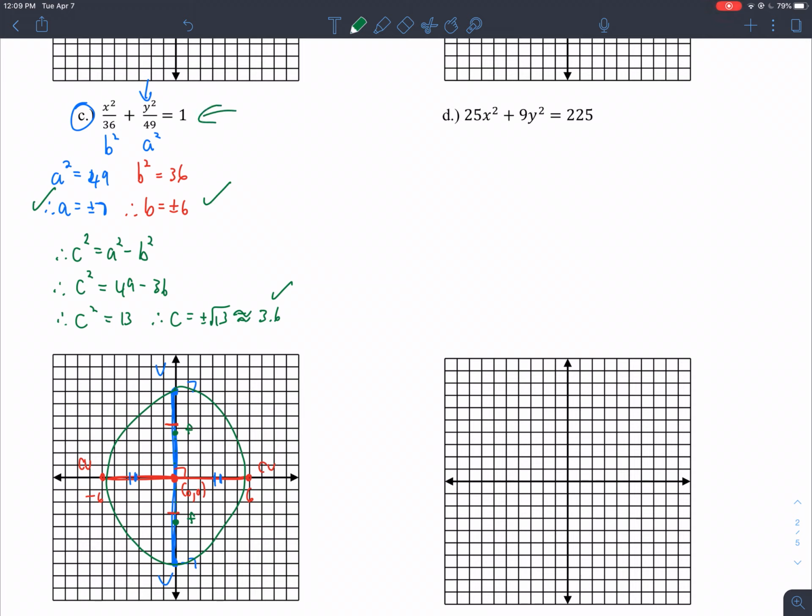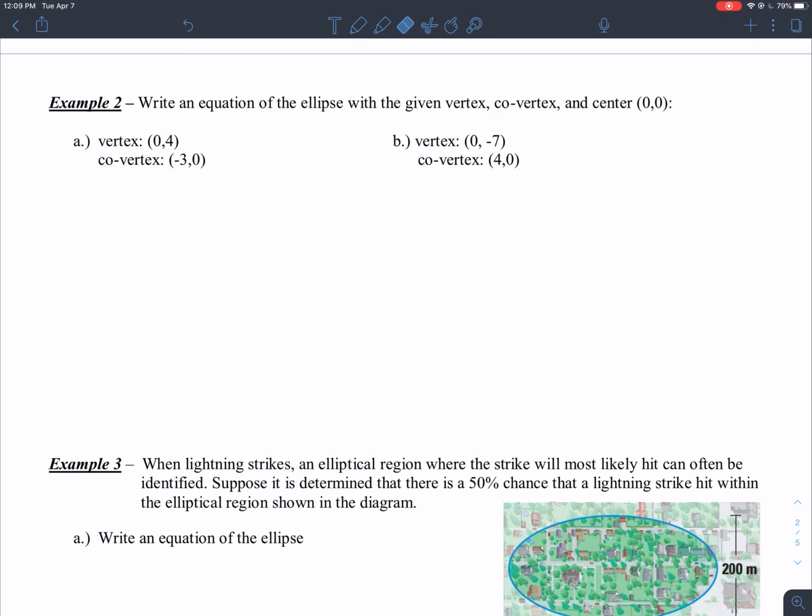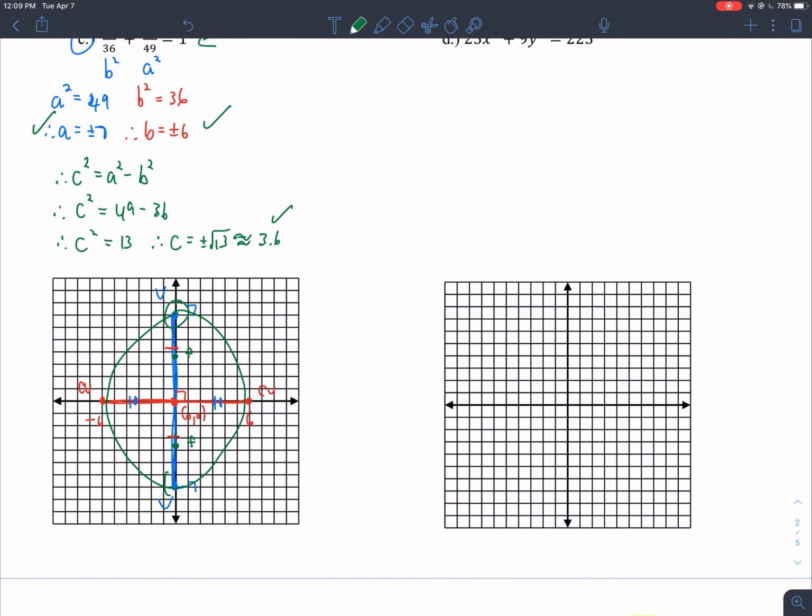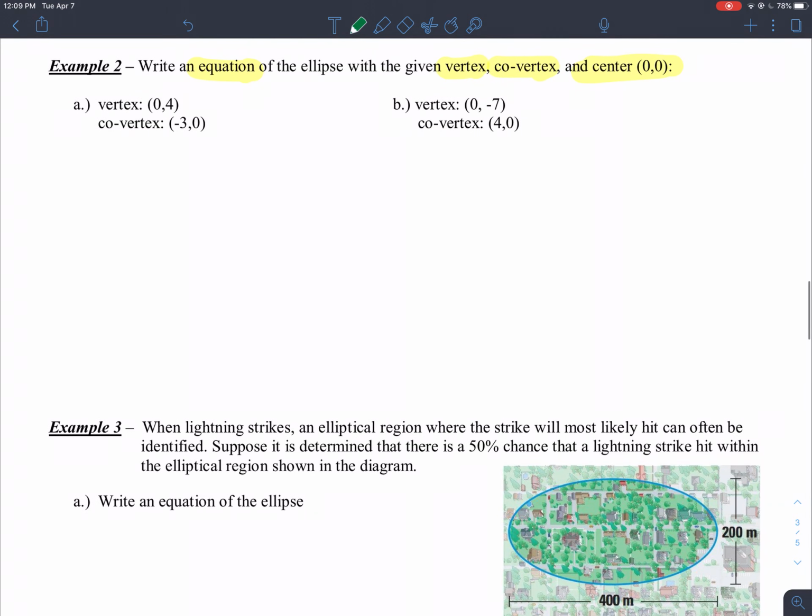This is the opposite question. I'm given the vertex and the co-vertex, and now I have to write the equation of the ellipse. So write the equation if they give you the vertex and co-vertex, and we know that for this section the center of all of our ellipses is 0, 0. Alright, so they gave me the vertex and co-vertex. So they gave me this, and they gave me this. Okay, the difference here is I have to figure out, is it a vertical or a horizontal ellipse? Which formula am I going for to write my equation?